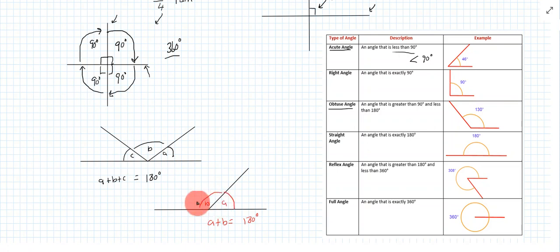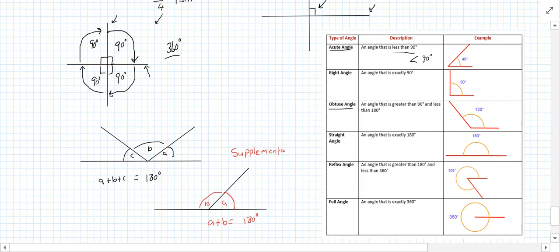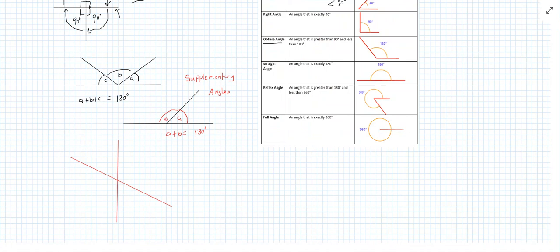If we take this one here, we have a pair of angles. A pair of angles that add together to make 180 degrees are called supplementary angles. So when you have a pair of angles like this that add up to 180 degrees, they're what are known as supplementary angles.